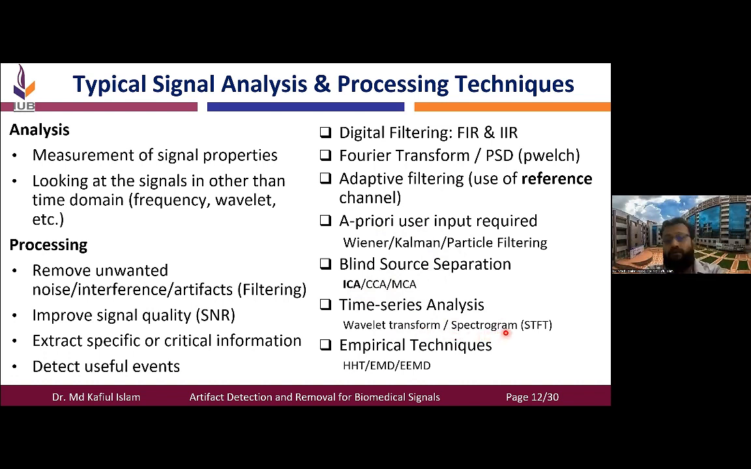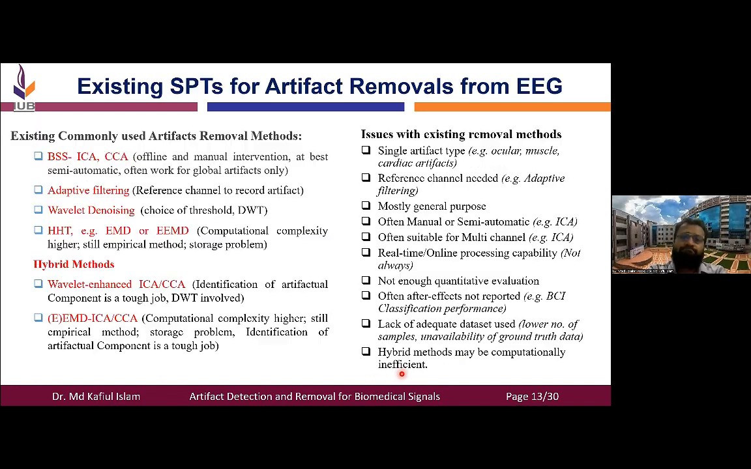And then there are some time series analysis techniques as well, such as wavelet transform or short-time Fourier transform based spectrogram, to look at both time and frequency information of the signal at the same time. And then there are some empirical techniques, which are based on, for example, Hilbert-Huang transform or empirical mode decomposition. So these are some of the commonly used artifact removal techniques so far, and some of the researchers have used hybrid methods, a combination of 2 or more methods where they exploit the advantage of individual methods.